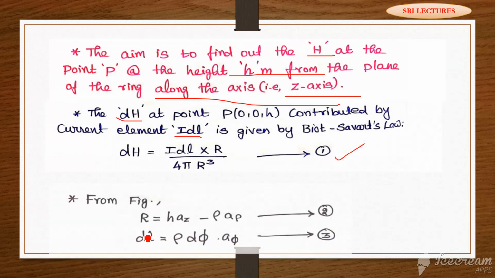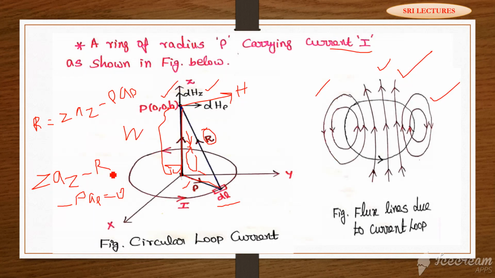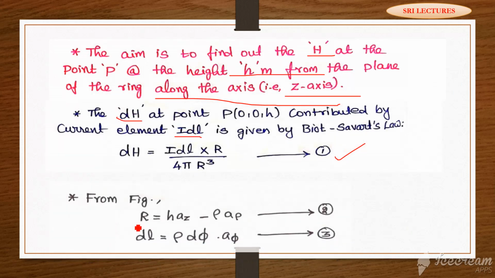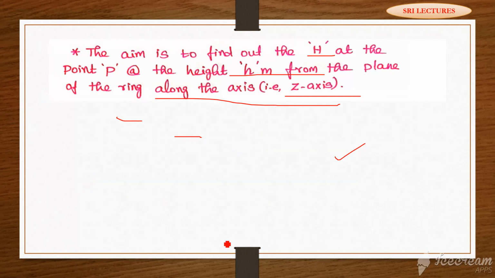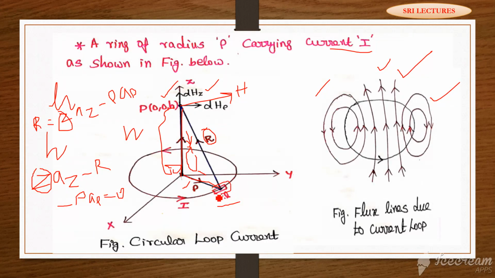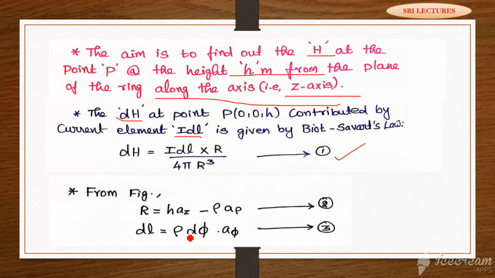Along the z direction the height is h, so simply z is replaced by h. Then we get the answer as r is equal to h a z minus rho a rho. Also, the differential dl, this is along the radial length, so we can write dl as rho d phi, the differential length with respect to phi, and the unit vector is along phi itself. So this is considered as equation 3, and r can be written as equation number 2.